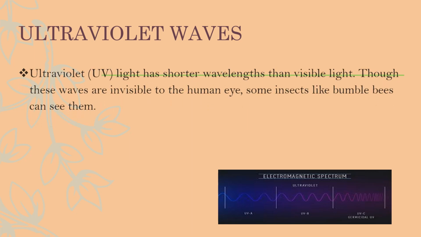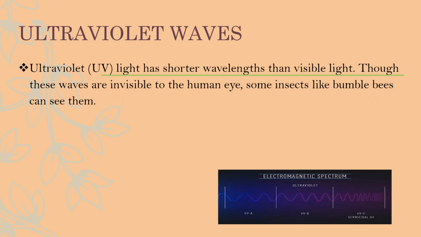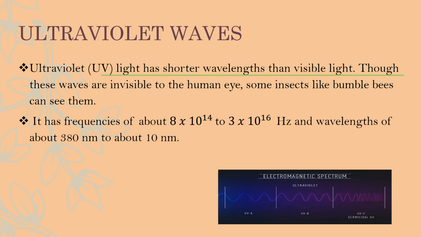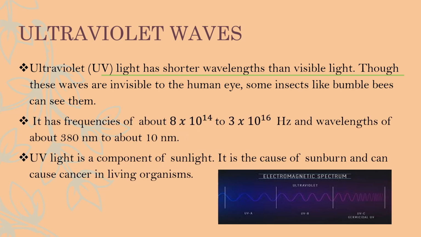Ultraviolet waves. Ultraviolet light has shorter wavelengths than visible light. Though these waves are invisible to the human eye, some insects like bumblebees can see them. It has frequencies of about 8 times 10 raised to 14 to 3 times 10 raised to 16 Hz and wavelengths of about 380 nanometers to about 10 nanometers. UV light is a component of sunlight. It is the cause of sunburn and can cause cancer in living organisms.